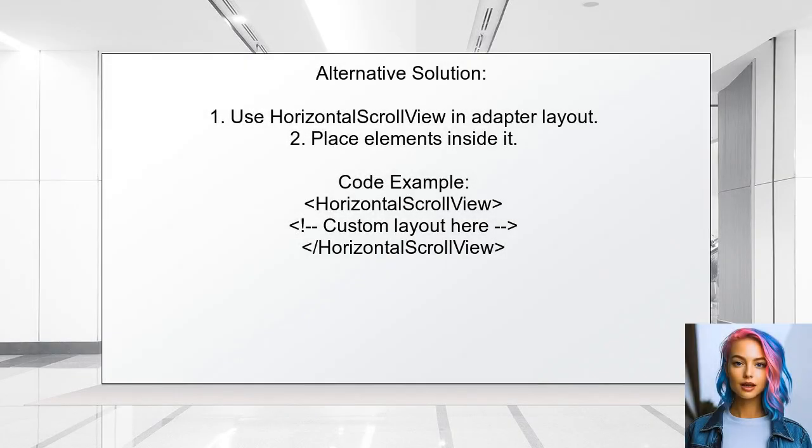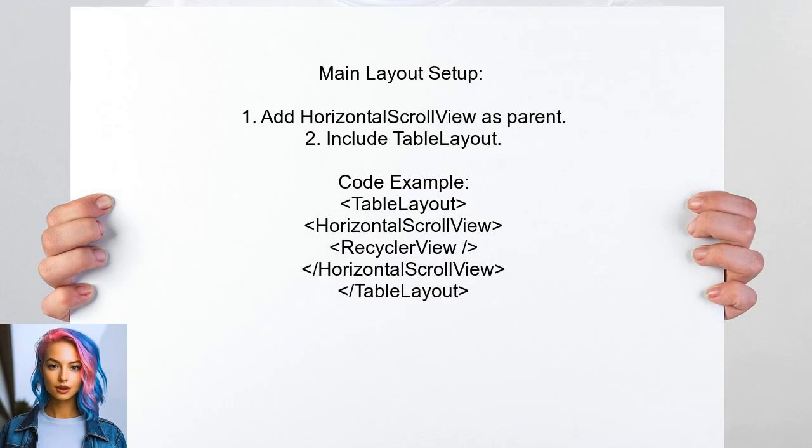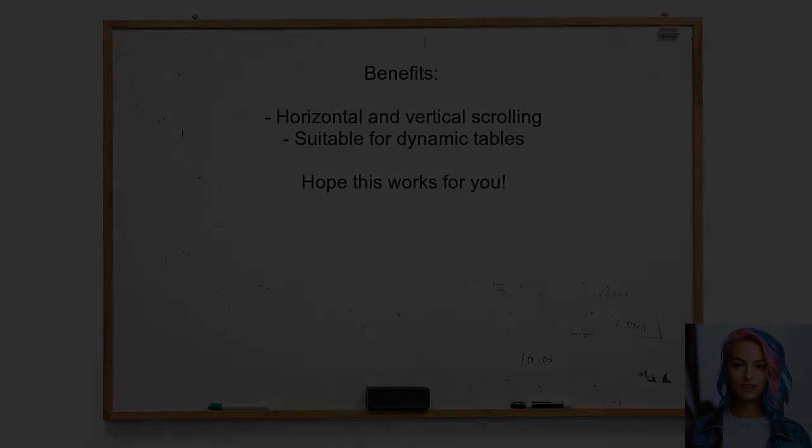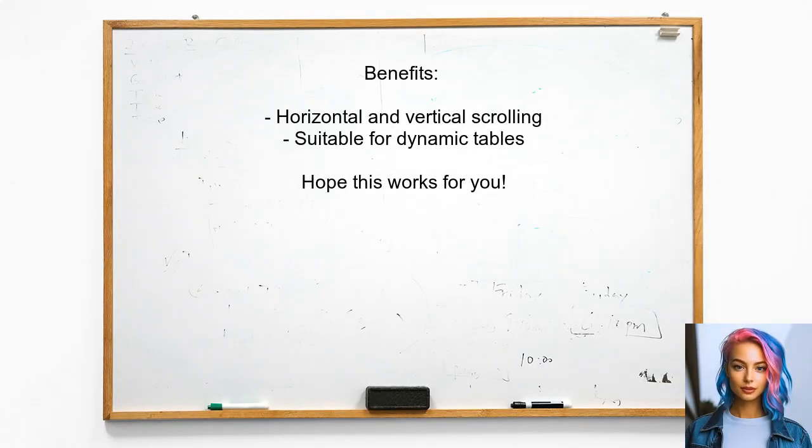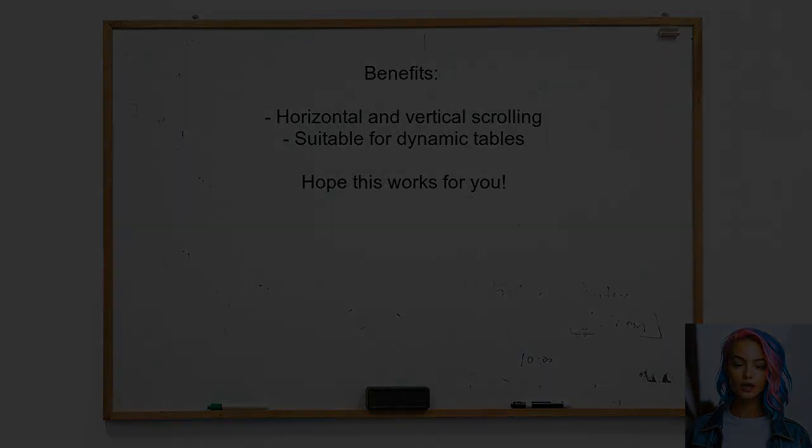One user suggests creating a table-like structure using a horizontal scroll view within your RecyclerView's adapter. They recommend placing all your elements inside this horizontal scroll view in your adapter layout XML for each row. In the main layout XML, wrap the RecyclerView in a horizontal scroll view, which is then placed inside a table layout. This setup allows for both horizontal and vertical scrolling, giving you the table-like behavior you need. This approach ensures that you can scroll through your data both horizontally and vertically, making it suitable for dynamic tables.